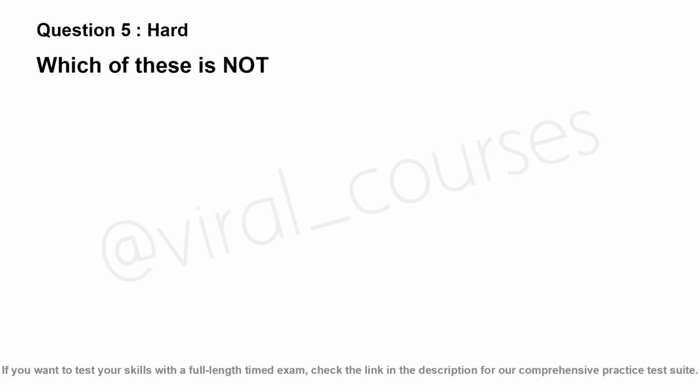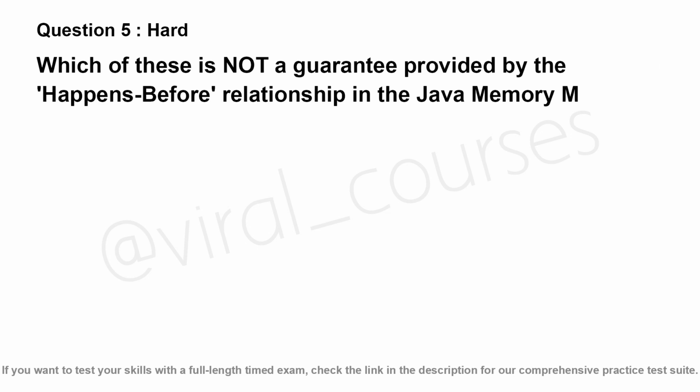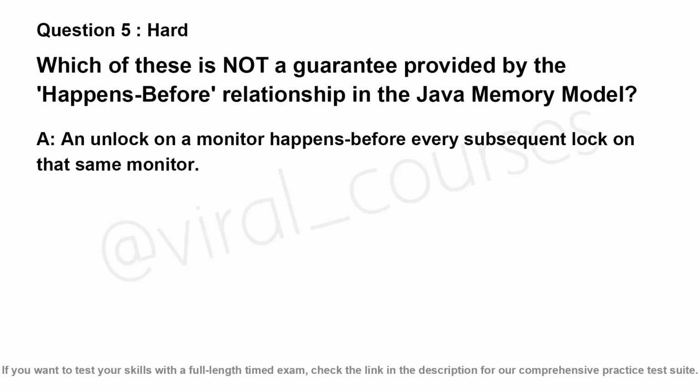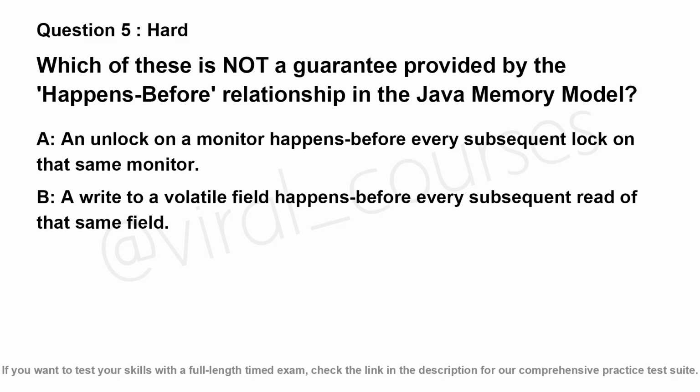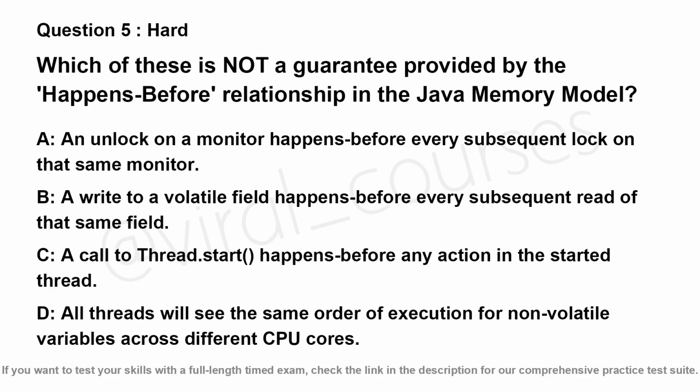Which of these is not a guarantee provided by the happens-before relationship in the Java memory model? Option A. An unlock on a monitor happens before every subsequent lock on that same monitor. Option B. A write to a volatile field happens before every subsequent read of that same field. Option C. A call to Thread.start happens before any action in the started thread. Option D. All threads will see the same order of execution for non-volatile variables across different CPU cores.